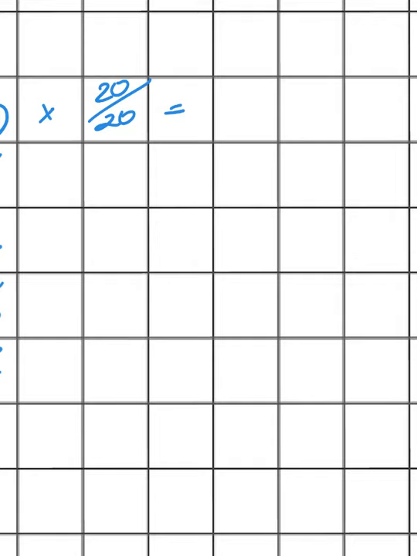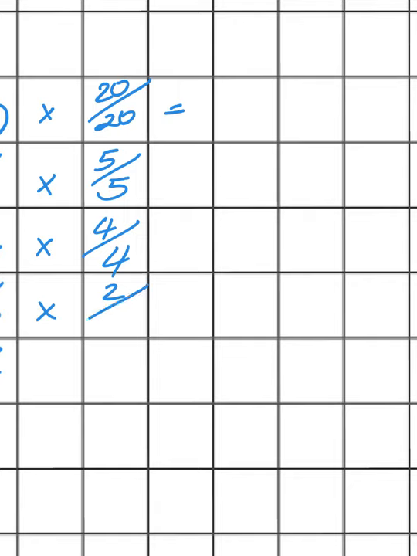So in 20ths, how many 20s in 100? There's 5 20s. It's kind of the other way around. 5 over 5. In 25ths, there's 4 over 4. In 50ths, there's 2 over 2. Fifths, let's start again, there's 20 over 20.